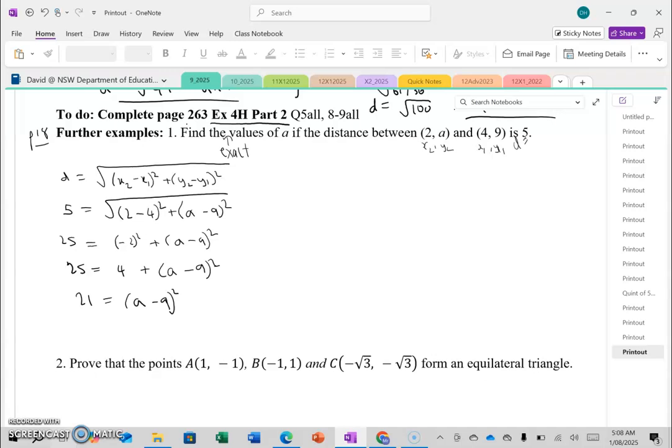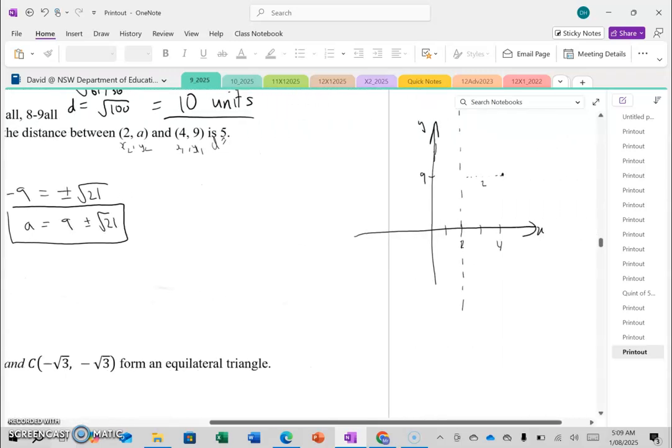And now all we've got to do is take the plus minus root. So a take away 9 equals plus minus root 21. So a is going to be 9 plus minus root 21. Notice the question said values of a. There's more than one value. There's two values. Okay. If you're wondering why there's two values, I'll show you very quickly over here.